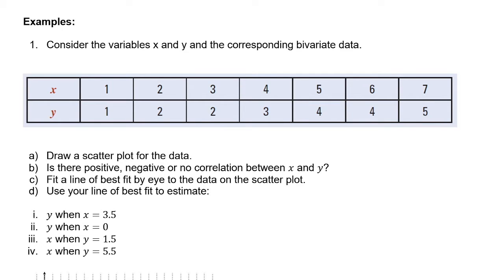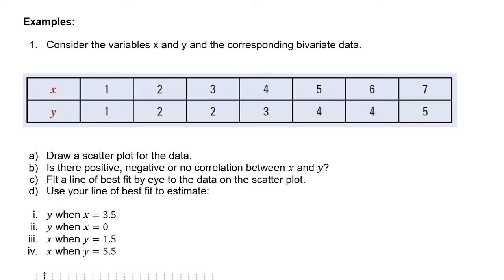Hey again, and welcome to this video where we are running some examples of using or placing a line of best fit on a scatter plot. So here we have a set of variables, some x variables and some y variables. We're going to put together a scatter plot for that data. We're going to decide whether there is some correlation between those x and y values, put ourselves a line of best fit, and then use that line of best fit to make some estimates. So let's get stuck in.